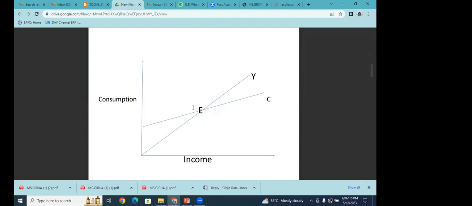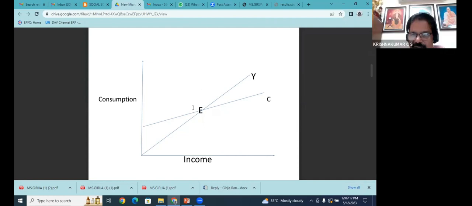Equal to 1. Why is it equal to 1? Because C is equal to Y. Consumption and income are equal. When numerator and denominator are equal, the result will be 1. 5 by 5 is 1. 10 by 10 is 1. So at point E, APC is 1.